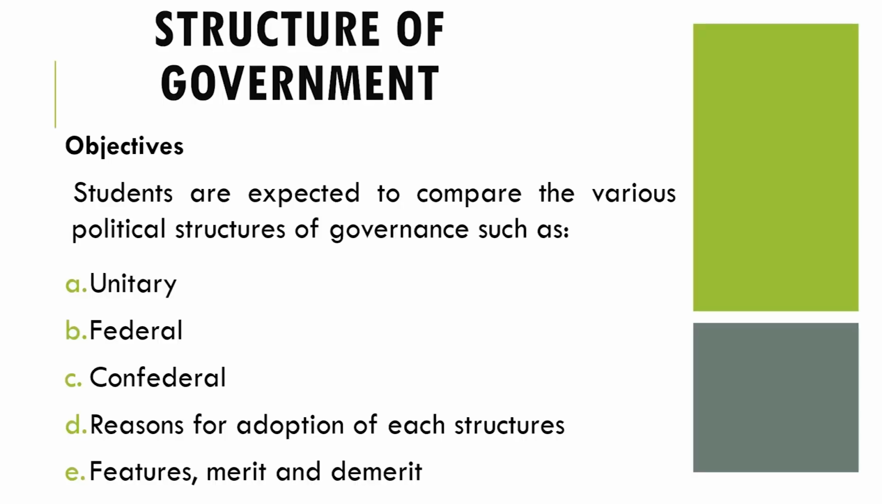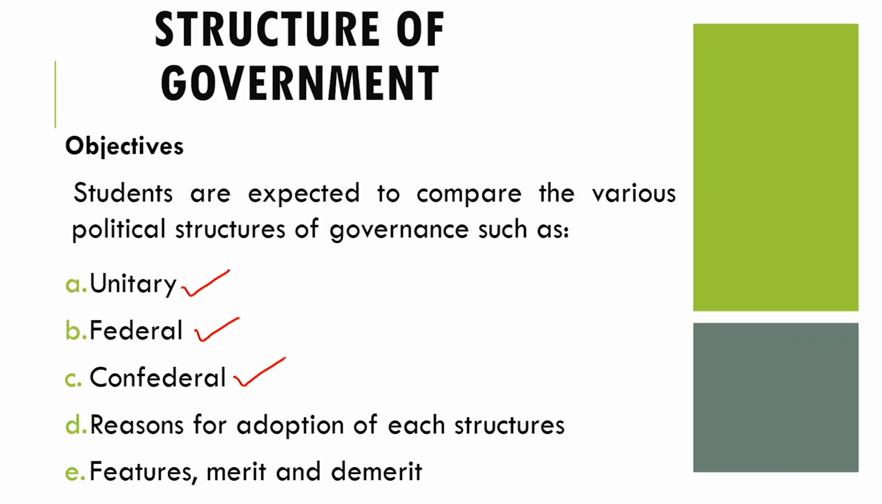Okay, welcome to 321. And we are looking at structures of government today. Under the structures of government, there are certain subheadings or topics we are expected to look at. We have the unitary system of government, which is a topic on its own. We have the federal system of government, otherwise called federalism. And we have the confederal system of government.